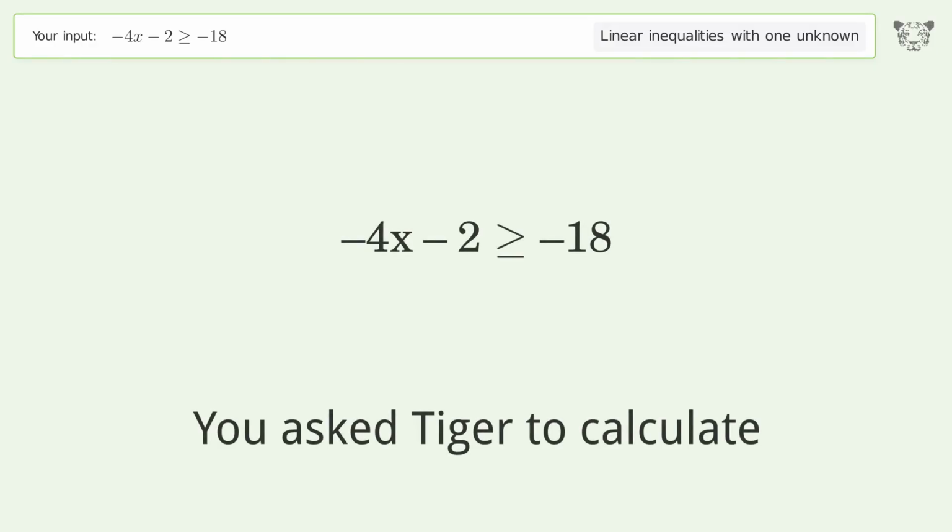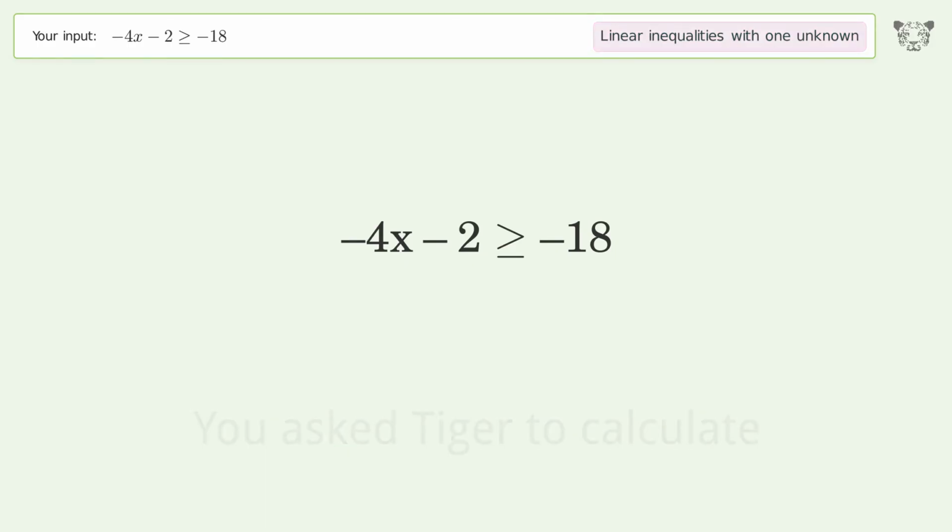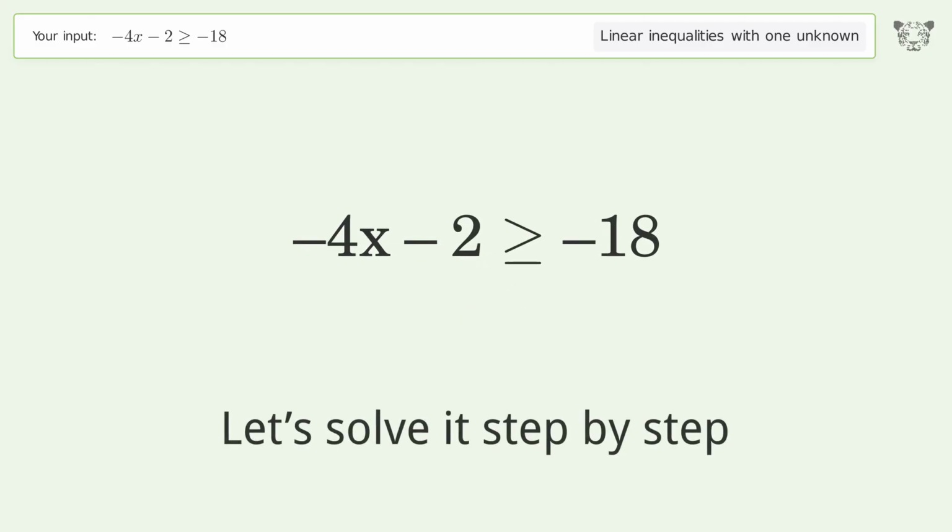You ask Tiger to calculate. This deals with linear inequalities with one unknown. The final result is x equal or smaller than 4. Let's solve it step by step.